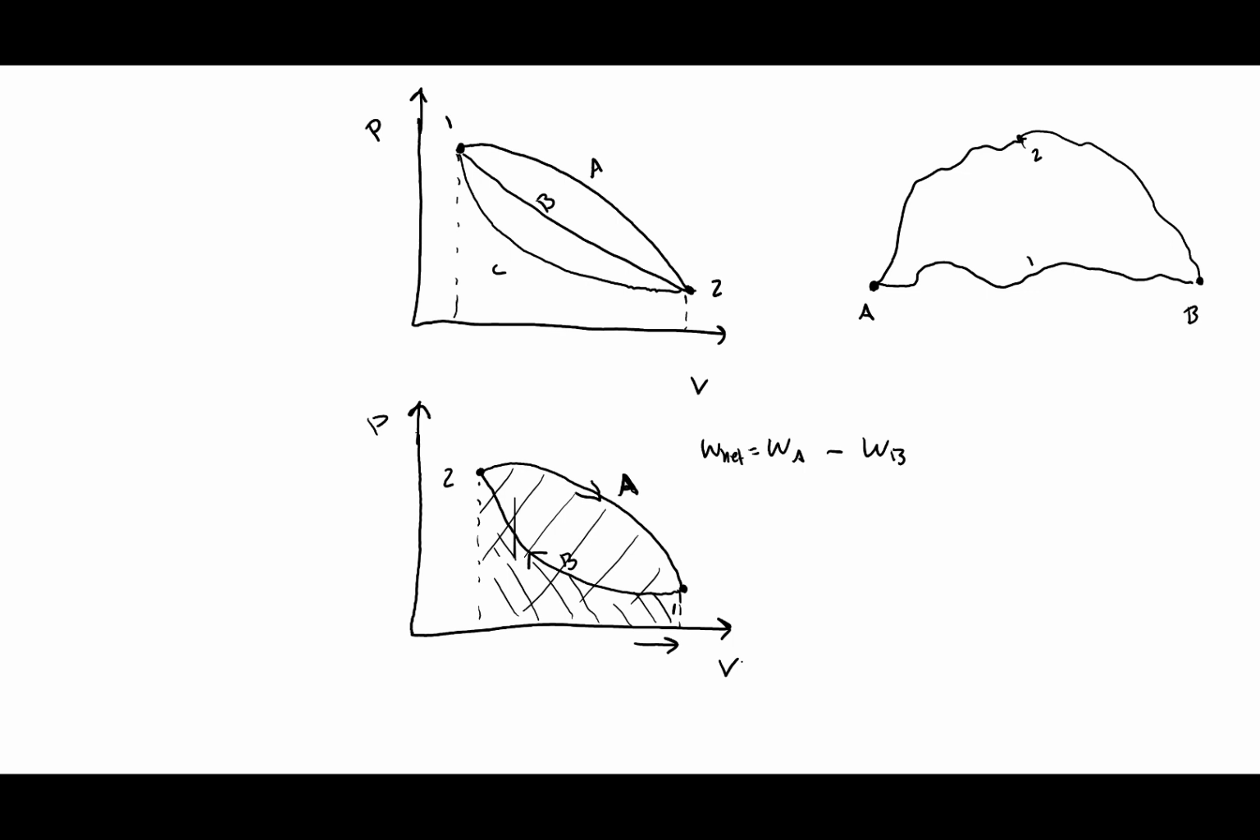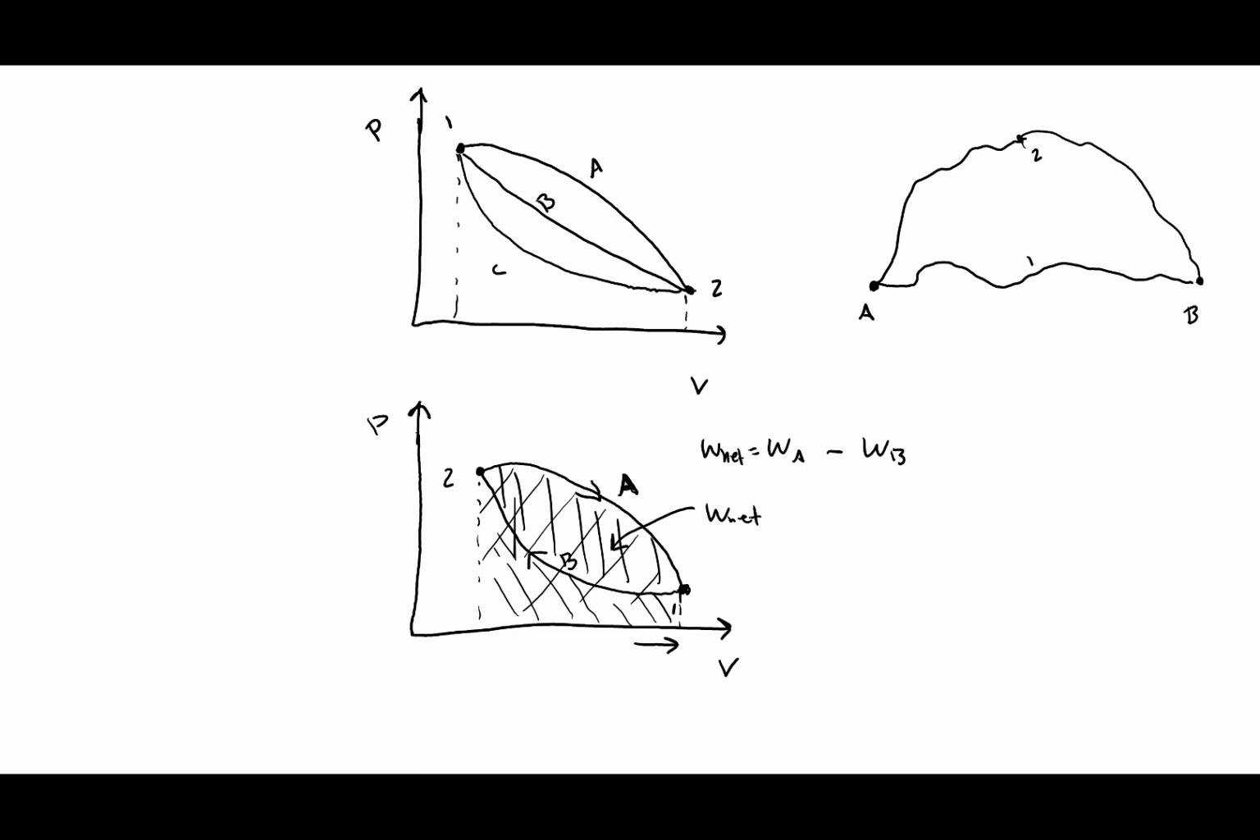And so you think about a car engine or a power plant. These wouldn't work as a cyclic device if work wasn't a path function. If work wasn't a path function, the net work would just be 0. And so the difference is the net work, and the net work is the area in here. So the area between these two process curves is the net work.